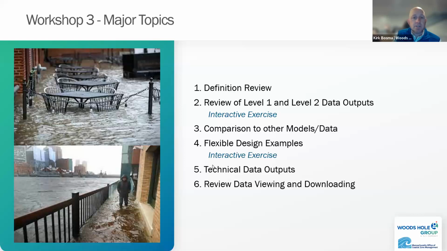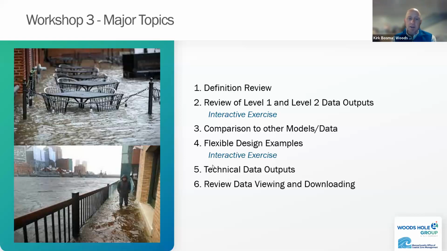So here are the major topics today. As Julia mentioned, we'll do a quick definition review and review of level 1 and 2 data outputs. Why are we doing this again, you might ask? Well, we get emails, we get questions, and there has still been some remaining uncertainty with some of the items, so we just want to reinforce it one last time.